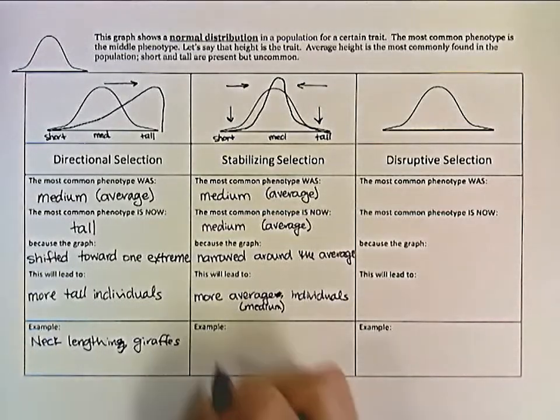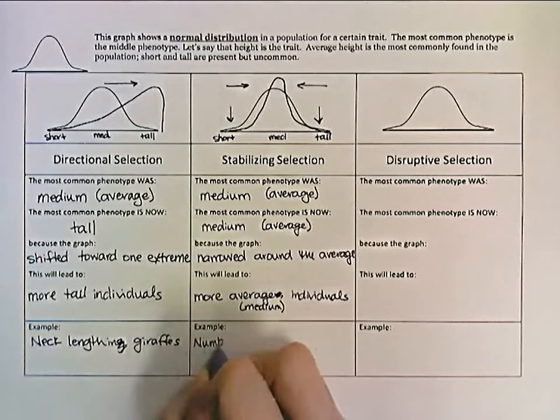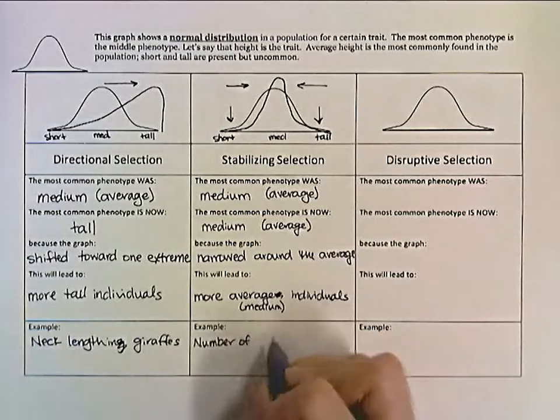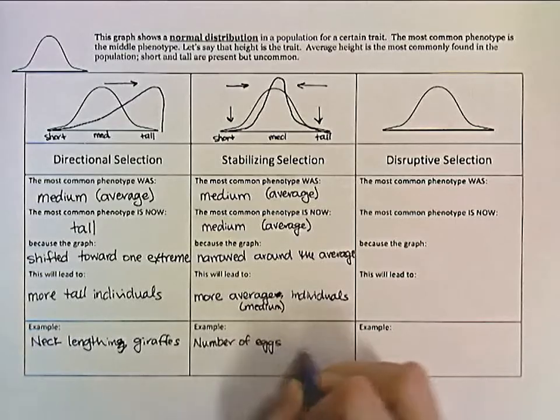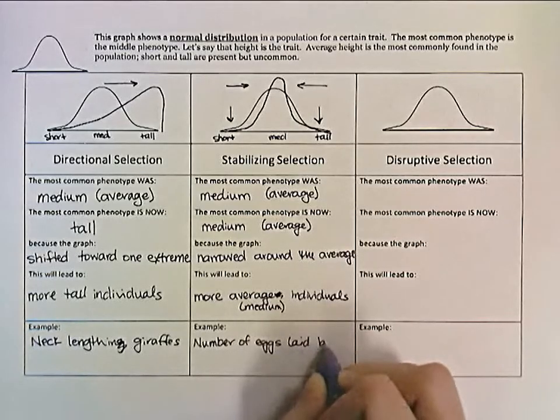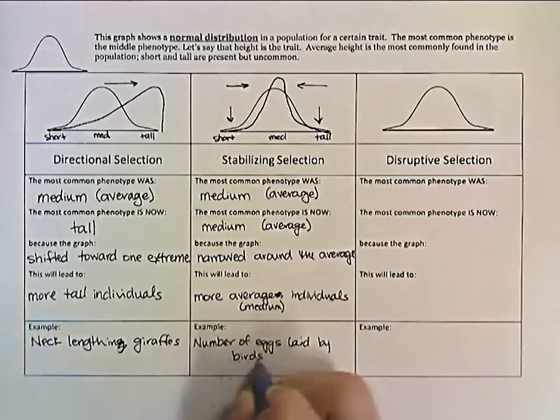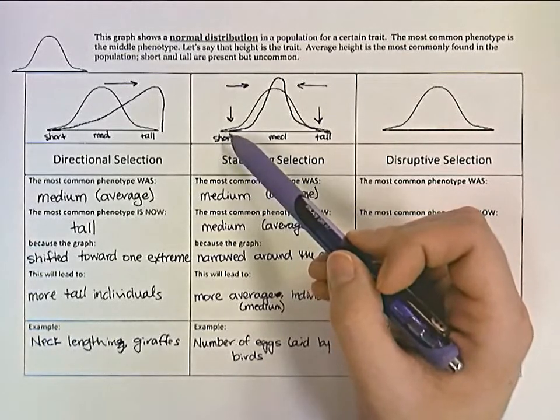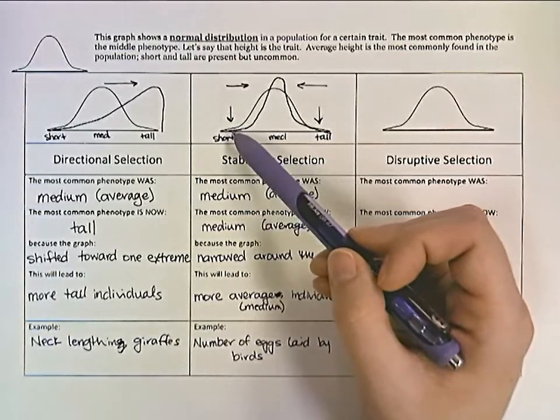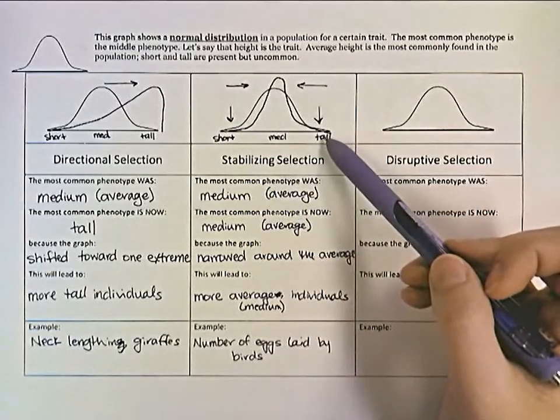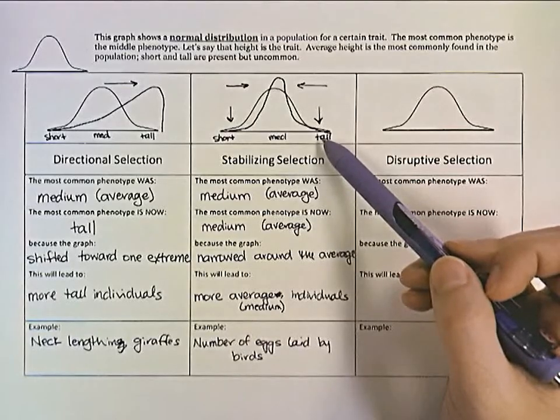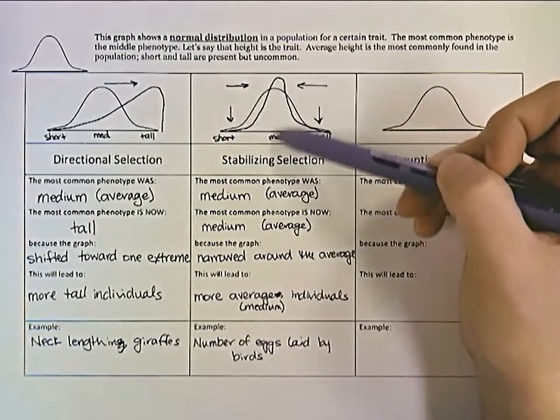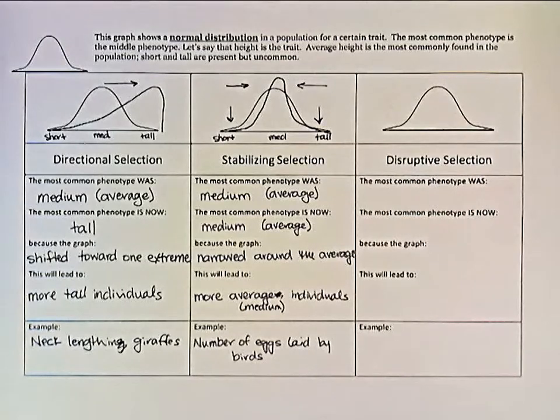A good example of this is the number of eggs laid by a bird. If they lay too few eggs, then there's a lower likelihood that someone will survive. If they lay too many eggs, then they have a hard time feeding all of those young. So the most common that we see is probably about 3, maybe 4 eggs for a group of birds, right there at that average size.